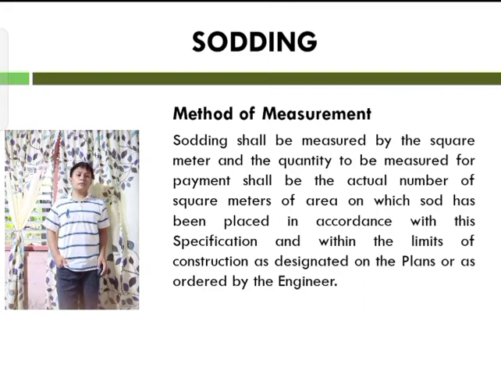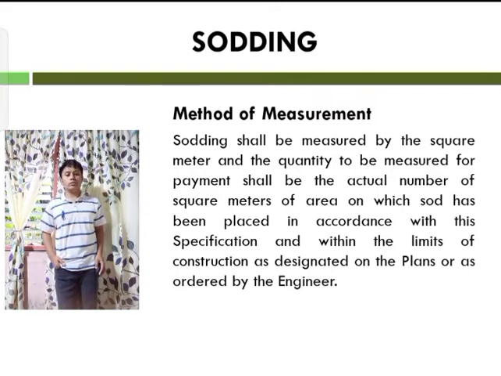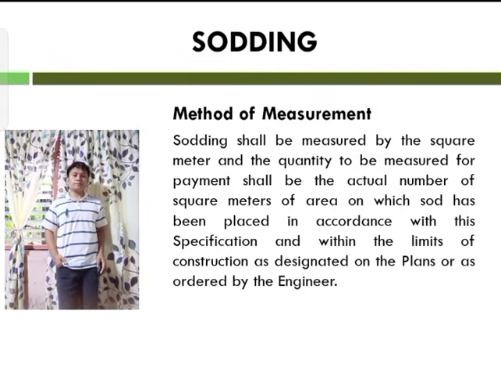Sodding shall be measured by the square meter, and the quantity to be measured for the payment shall be the actual number of square meters of the area on which the sod has been placed in accordance with this specification and within the limit of construction as designated on the plans or ordered by the engineer.